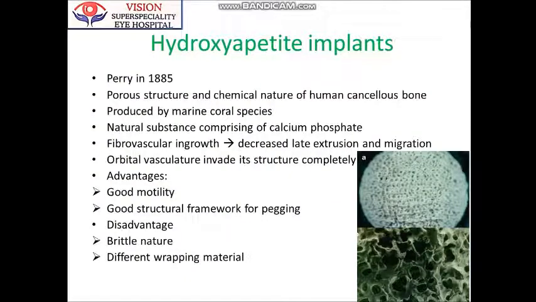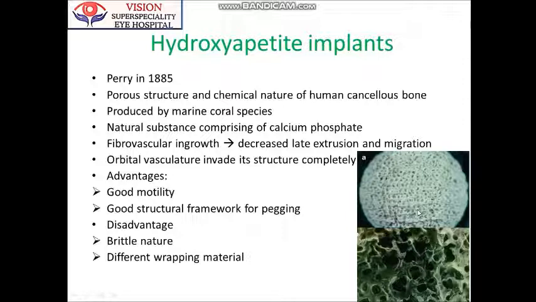Hydroxyapatite implant after enucleation and evisceration was introduced by Perry in 1985. It consists of pores resembling the Haversian system of normal lamellar bone. Derived from coral, this implant is a natural substance mainly comprising calcium phosphate. Porous implants favor fibrovascular ingrowth and this decreases the late extrusion and migration of implants. Hydroxyapatite implants soon became popular as they have good motility, being integrated implants. A good structural framework also supported pegging.